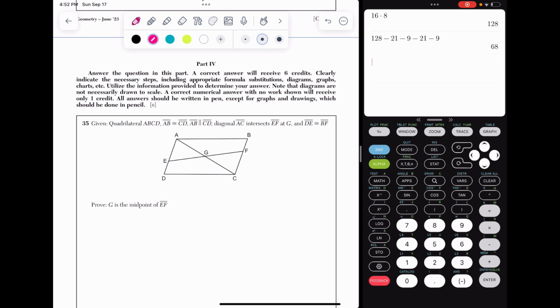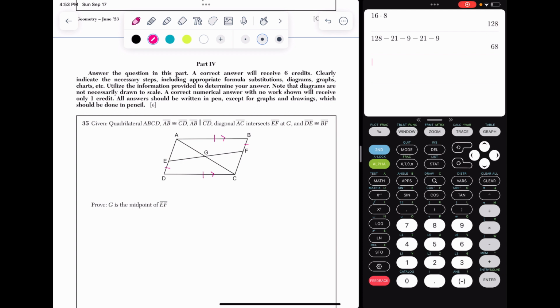All right, for 35, quadrilateral ABCD is given. AB and CD are congruent. AB and CD are parallel. Diagonal AC intersects EF at G. And we know DE is congruent to BF. We want to prove that G is the midpoint of EF.